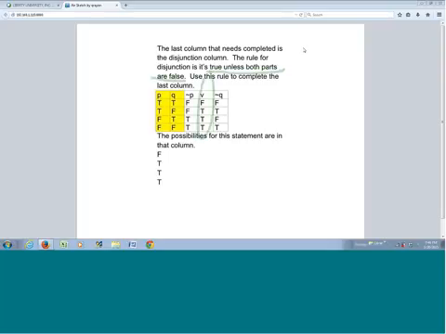So I use that rule to fill in my last column here. To the left, I'm looking at negation of P. To the right, I'm looking at negation of Q. And I notice my last column looks like this.